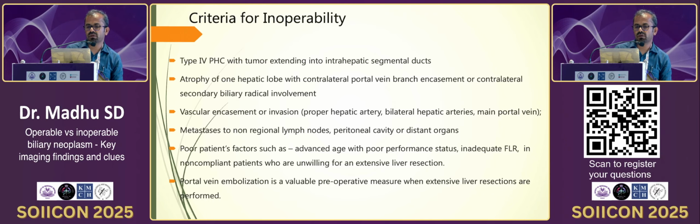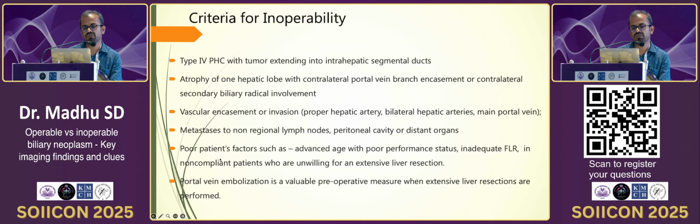Coming to the criteria of inoperability in case of the perihilar ones, it is type 4 perihilar cholangiocarcinomas which are considered inoperable most of the times. And as I told you before, atrophy of one lobe with infiltration of the hepatic artery or the portal vein on the opposite side is the other important one. Then vascular encasement or invasion of any of these vessels we should mention. Then metastasis to non-regional lymph nodes, to the peritoneum and to distant organs. These are all inoperability criteria from the surgical point of view.